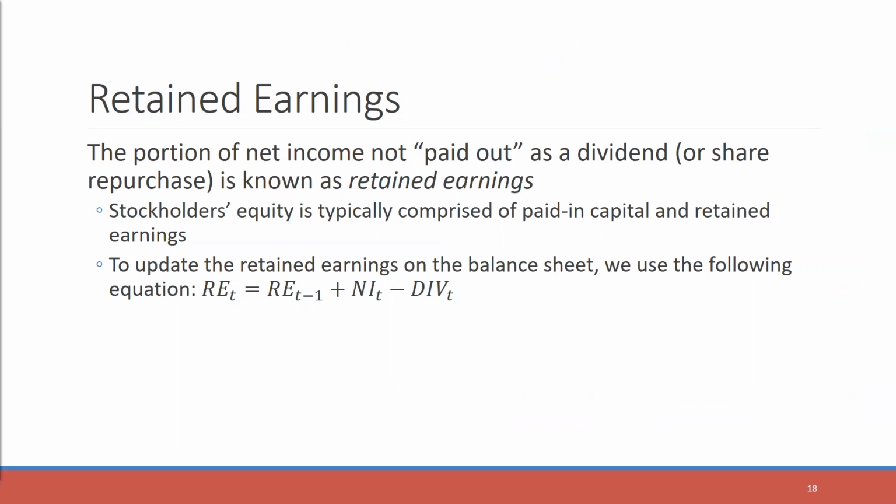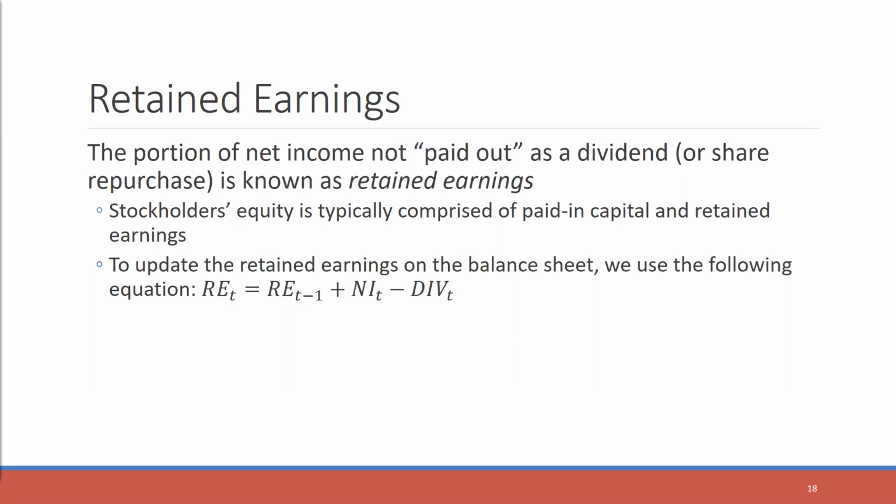The first is going to be retained earnings. This is the portion of net income that's not paid out, i.e. that's not sent out of the firm in the form of a dividend or a repurchase. So we're going to retain these earnings. This is the earnings that we're keeping on. Stockholders' equity is typically going to be comprised of paid in capital and retained earnings. So what's the dividend that you're paying out? And then what's the retained earnings that's on the balance sheet?